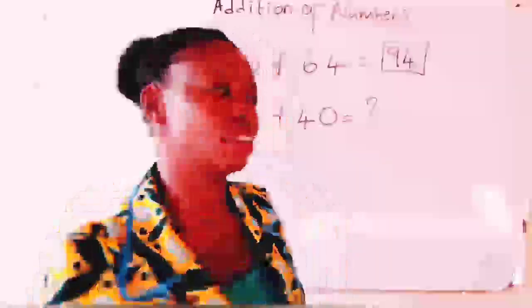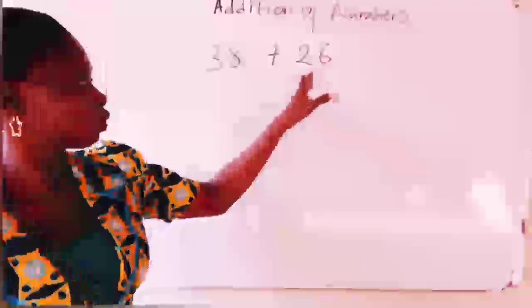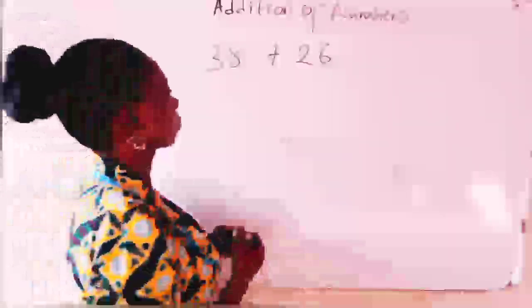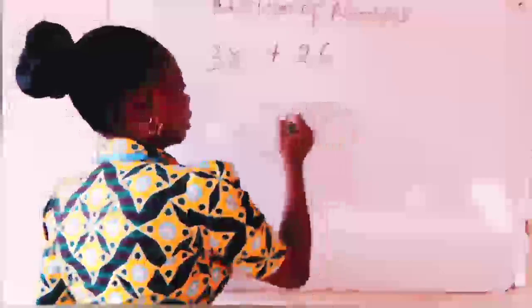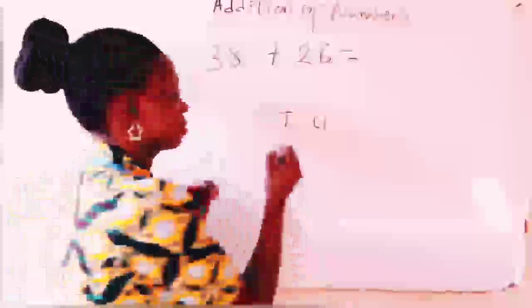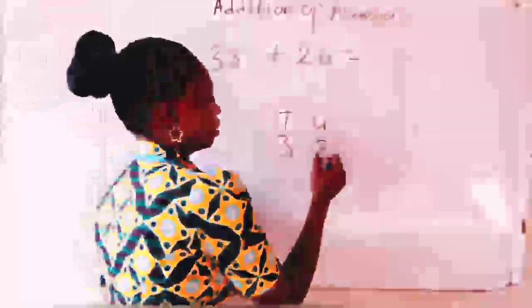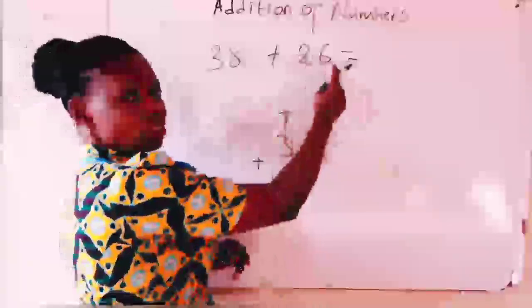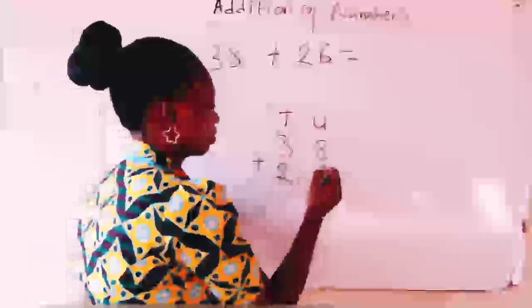Alright, I'm going to be looking at another part of this addition. 38 plus 26. Tens and units. 38 means 3 tens, 8 units, plus 26, 2 tens, 6 units.